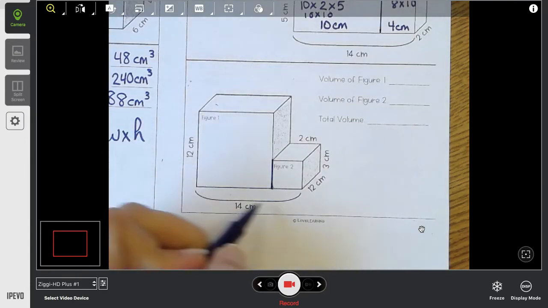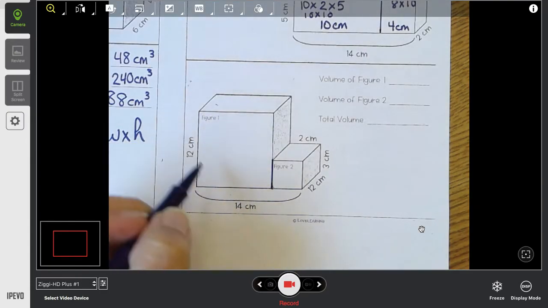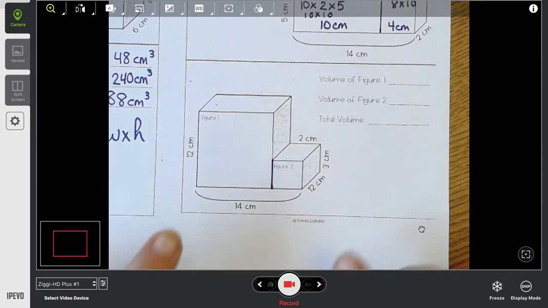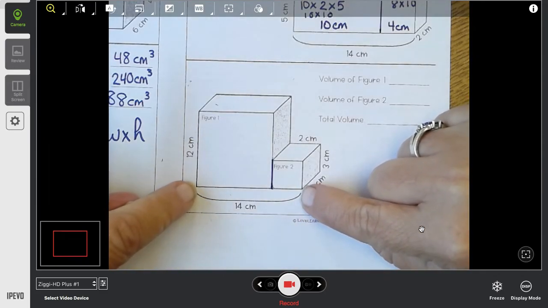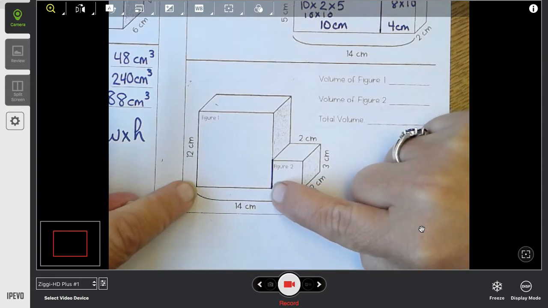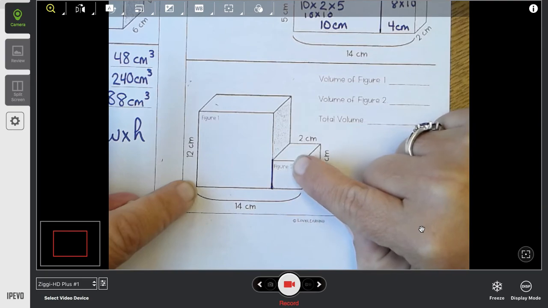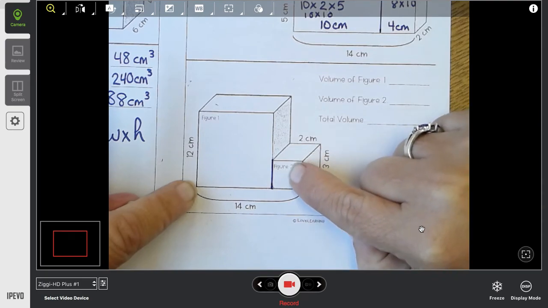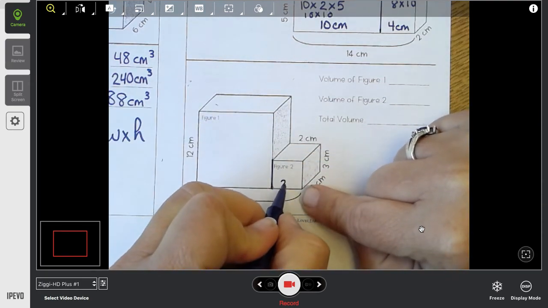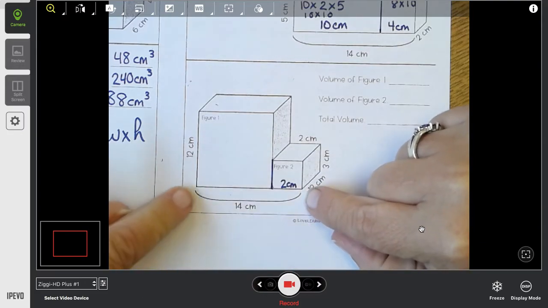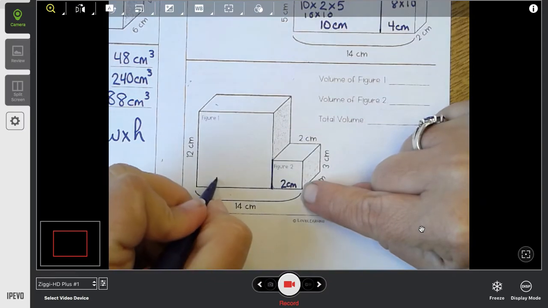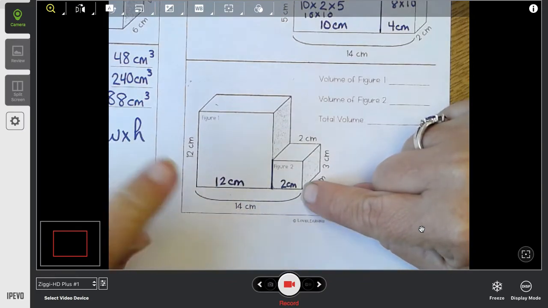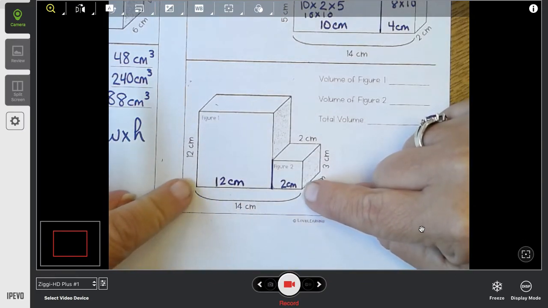So for this box, I have the height. I don't have the length for it though. I do have the length from this corner to this corner. That's the length. But I only need from here to here. So I'm going to go up to the opposite sides and see 2 is the length of this. So I'm going to put 2 centimeters there. And if it's 14 from vertex to vertex, this remaining part has to be 12 centimeters as well. So 12 and 2 makes our 14.